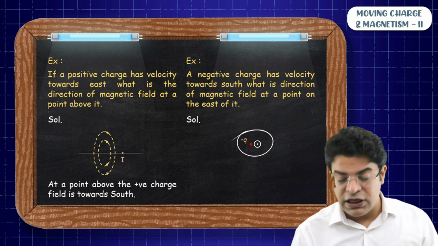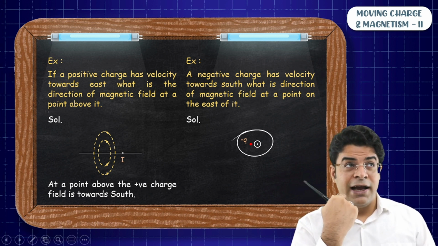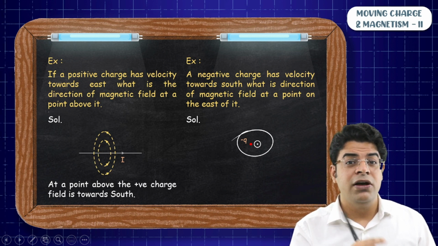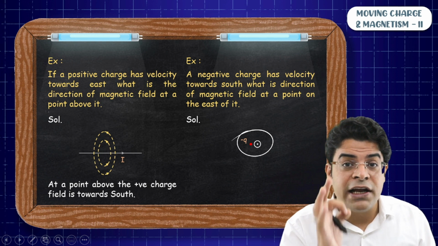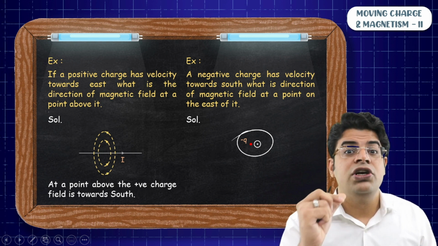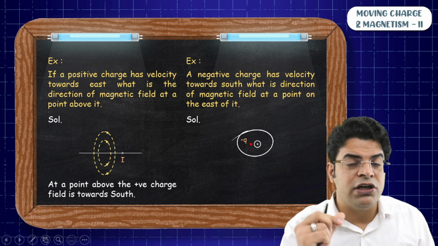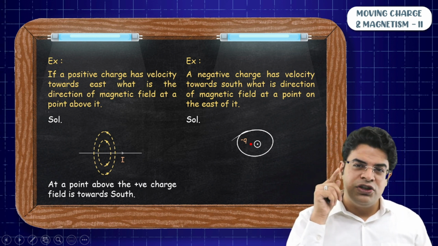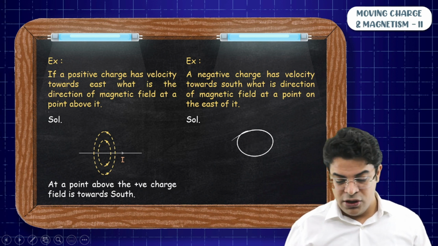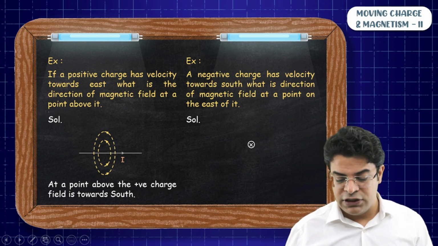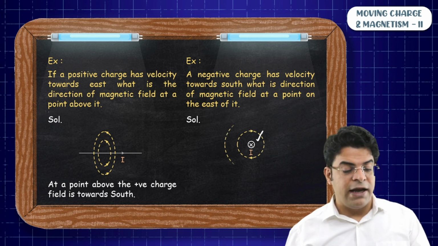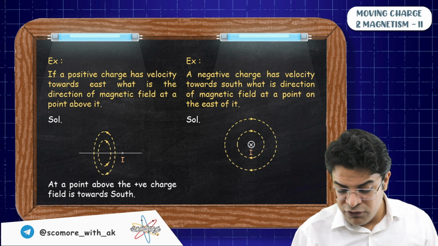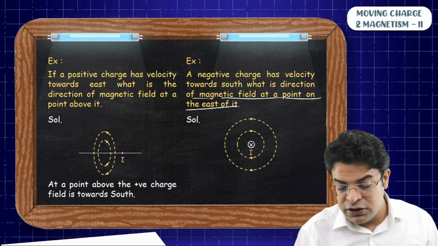So if the negative charge comes towards you, you will say that I can think of it as a current carrying element having current in which direction? The current is in the direction of positive charge, opposite to the direction of motion of negative charge. So if the negative charge comes out of the screen, it means that you should visualize a current going into the screen. So rather than visualizing the negative charge, visualize that you have got a current carrying wire taking current into the screen. Now the question is, what will be the direction of magnetic field on the east of it?